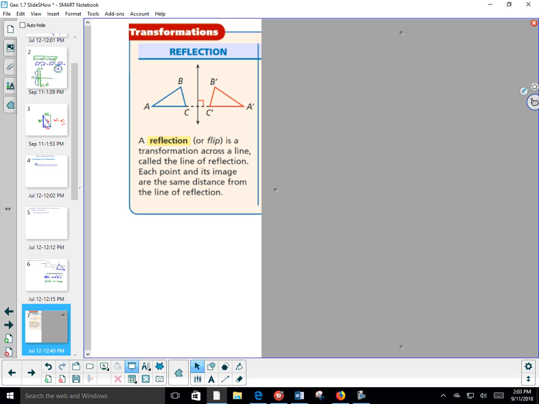Each point and its image are the same distance from the line of reflection. So, for example, if this line here, let's just say that was the y-axis, right? Then the distance that point B is from this axis is going to be the same distance that B prime is from the axis, right? Because the point B has been reflected over this y-axis to get that new point. So these 2 segments, if you will, would be equal. Same thing with point A. The distance that A is from my axis is going to be the same as the distance that A prime is from it. Does that make sense?